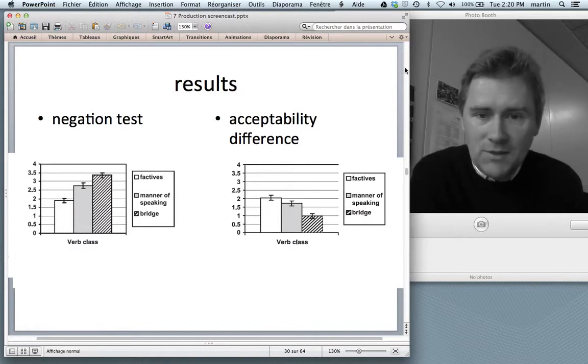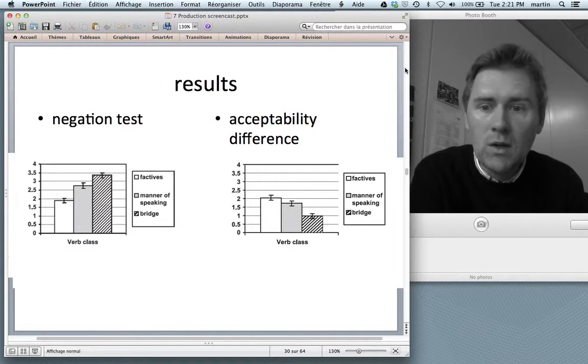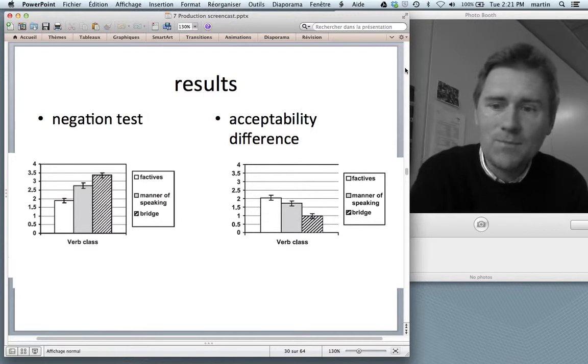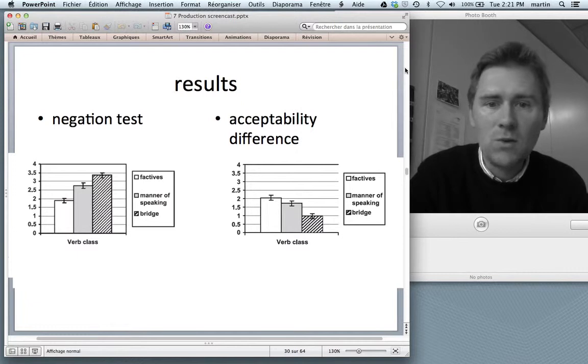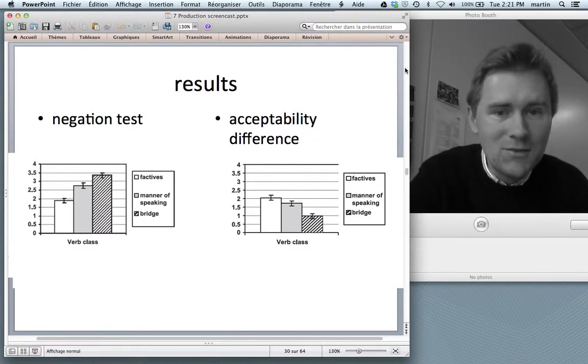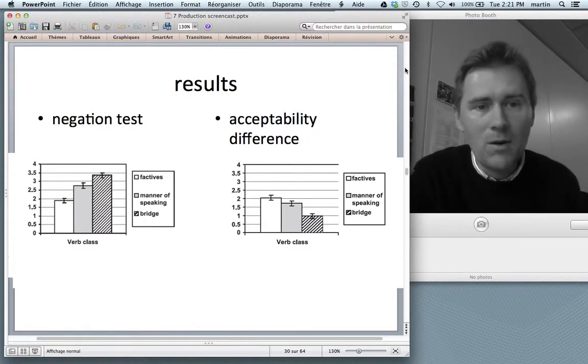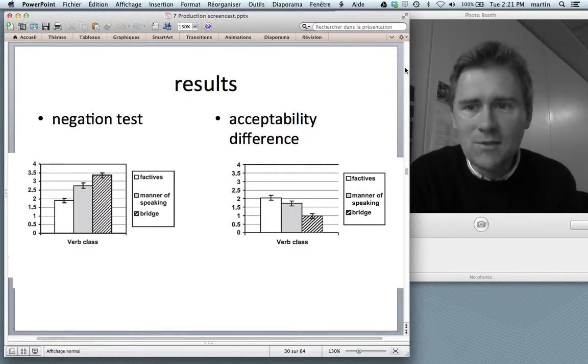And what you see here are differences between the 3 different types of verbs that Ambridge and Goldberg included in their study: factive verbs like know, manner of speaking verbs like mumble, and bridge verbs like say. And you see that in the negation test, it was actually bridge verbs that had the highest scores. And conversely, in the difference test, bridge verbs have the lowest rating. So we see that this negative correlation that Ambridge and Goldberg hypothesized, you see it in this graph. In one, the bars go up; in the other one, the bars go down. So good news so far.